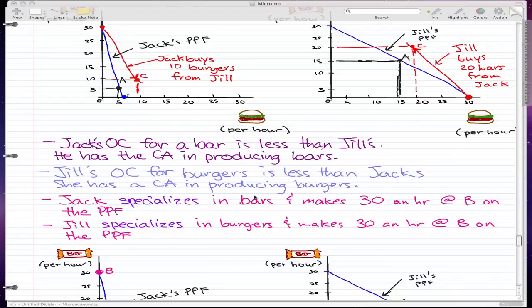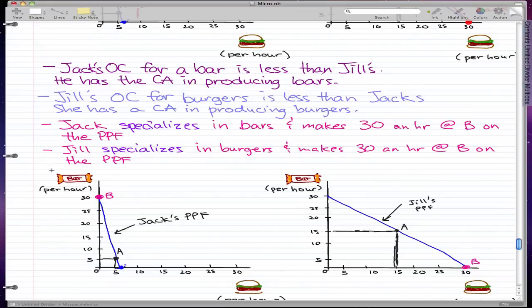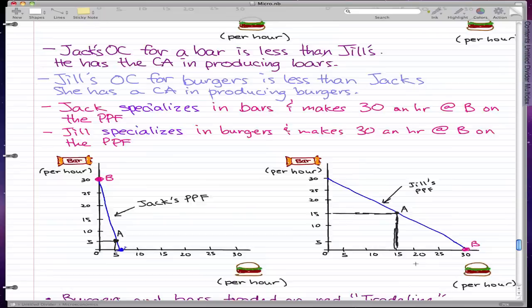So Jack specializes in bars and makes 30 bars an hour at point B on the PPF, which I labeled here. I labeled it beforehand instead of during the video because drawing on this notebook program is kind of a pain. So take a look at Jill now. Jill is good at making burgers, so we're going to have Jill specialize in burgers and have her make 30 burgers an hour at point B on the PPF, which I have labeled here.